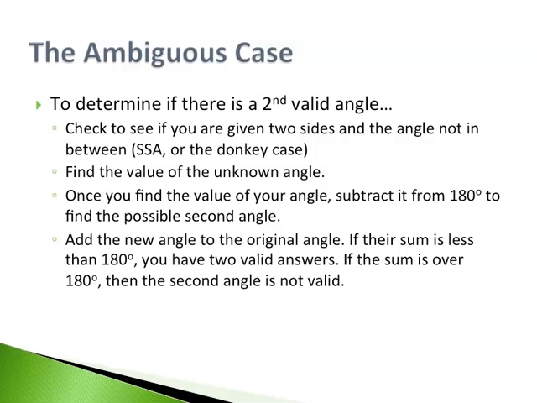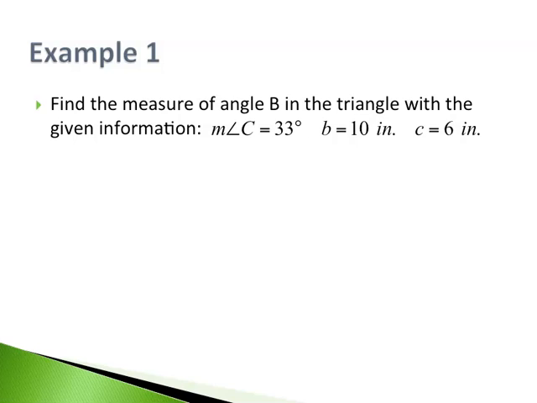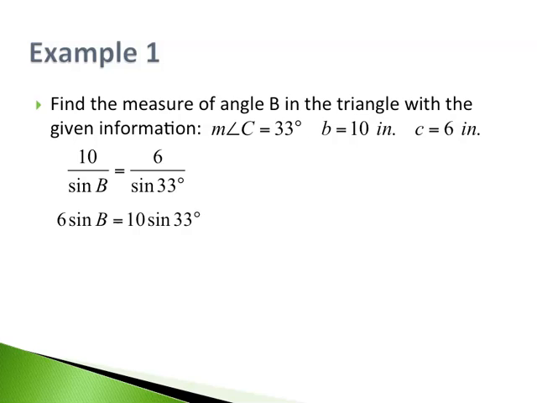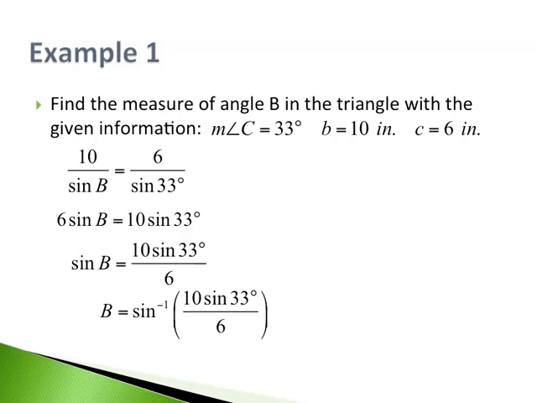Let's do an example. This is the one that was given to you at the beginning to show you that there are two possible triangles. Let's see how it actually plays out when you do the calculation. So we have side b, side c, and we have angle C. Using law of sines, you would do 10 over sine of B is equal to 6 over sine of 33. Cross multiply, and then solve for sine of B. And now we need to solve for angle B. So sine inverse of 10 times sine of 33 divided by 6. And that comes out to be about 65.2.